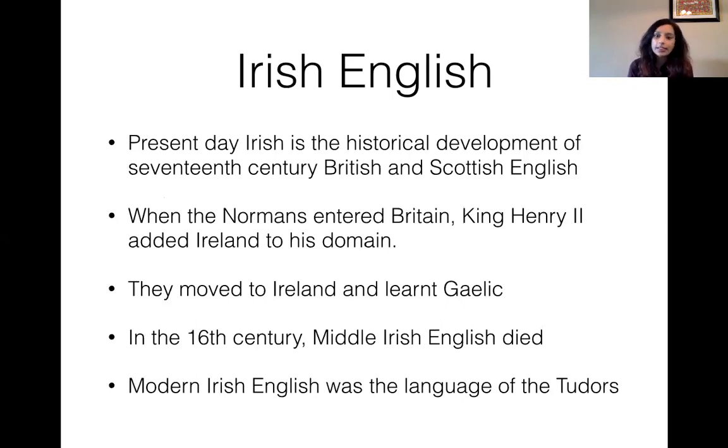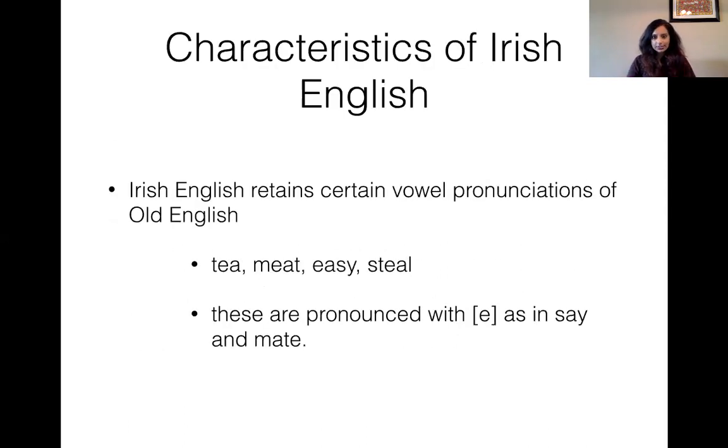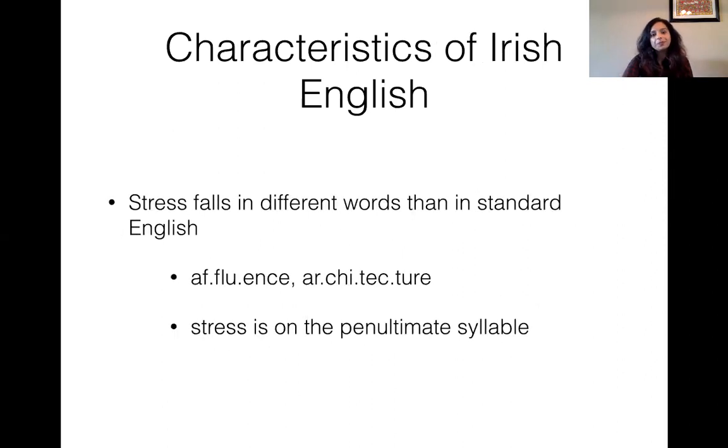And so there was something called Middle Irish English that existed in Ireland around the 16th century, and this was replaced by the modern Irish English, which was the language of the Tudors from the early modern English era. So the characteristics of Irish English are that there are certain vowel pronunciations that are very similar to Old English, so tay, mate, aise, stale, right? Where you keep the a sound from before the Great Vowel Shift. That's something which is very particular to Irish English.